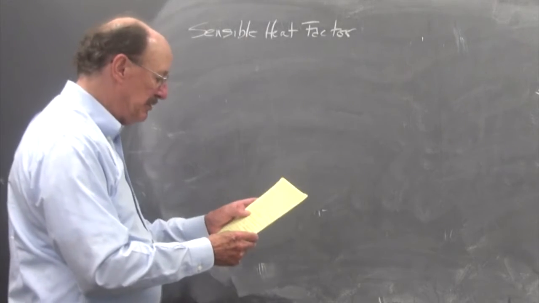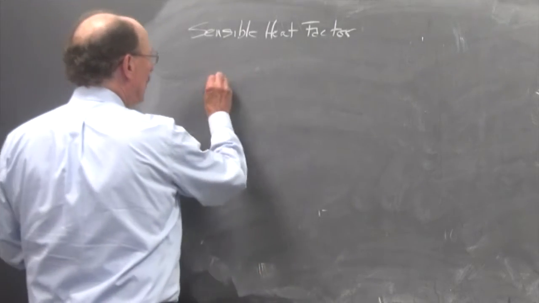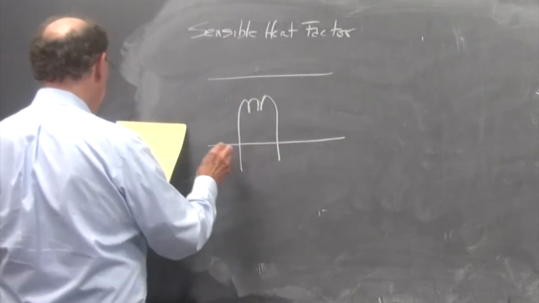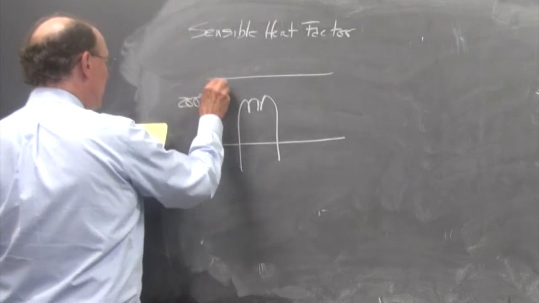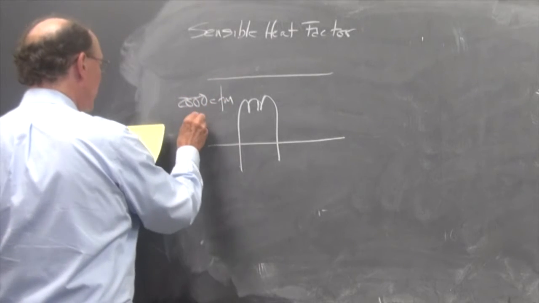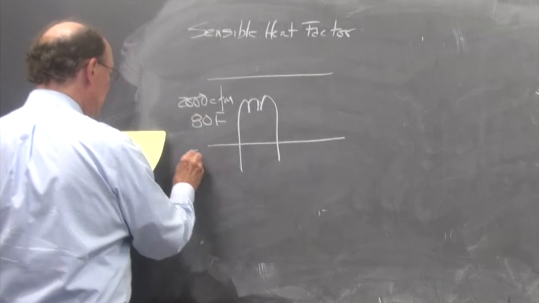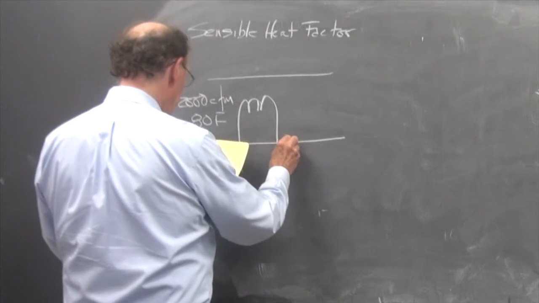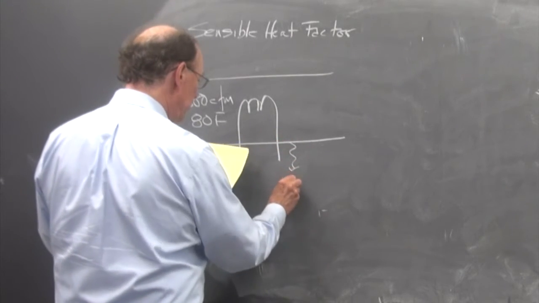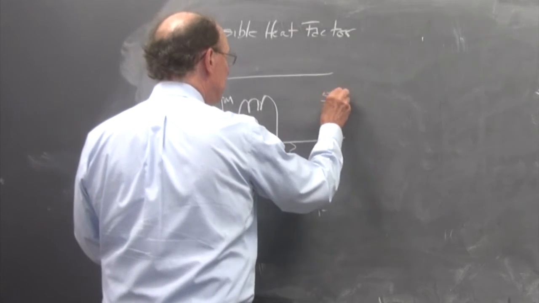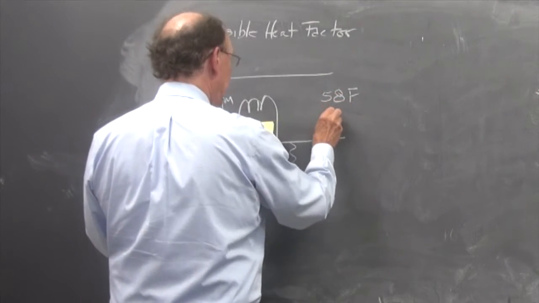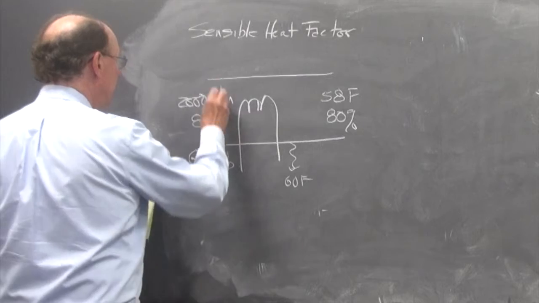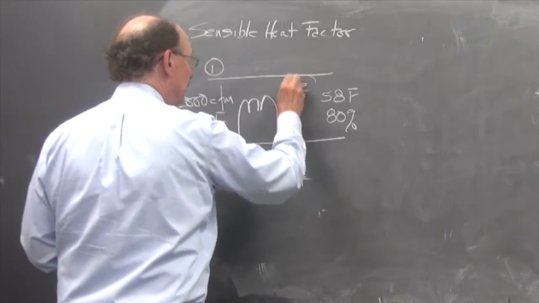So now let's take the following situation. I'm going to have cooling going on, with 2000 CFM at 80 degrees Fahrenheit and 67 degrees wet bulb. So sometimes they use a wet bulb temperature. We're going to have liquid come out at 60 degrees Fahrenheit, and what I want here is 58 degrees Fahrenheit and 80% relative humidity. We'll call this state 1 and state 2.